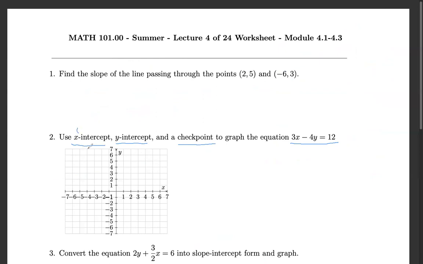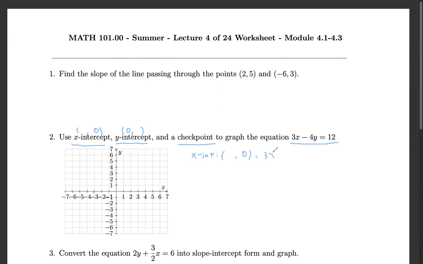So x-intercept means the points on the x-axis, so all the points have y value equal to 0. And y-intercept means all the points on the y-axis, the x value is 0. So let's find the x-intercept. X-intercept means y value is 0.